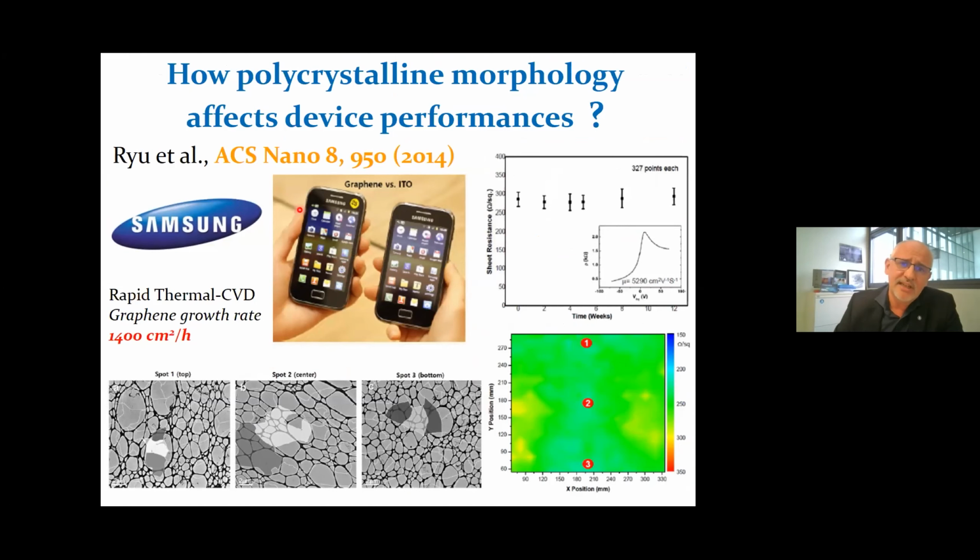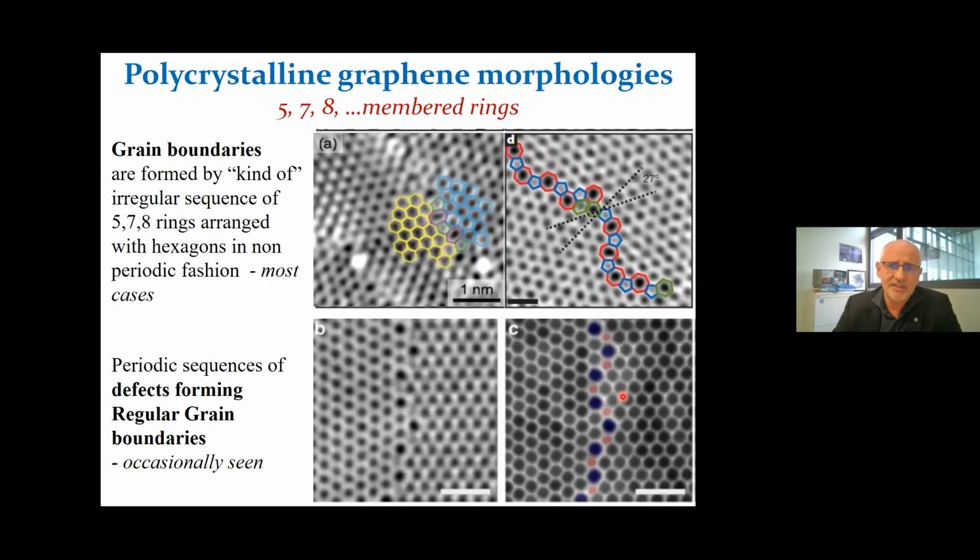In 2014, Samsung and collaborators, SKKU, also developed their own methods and implemented this graphene to replace ITO in mobile phones. In the paper, they tried to find a connection with the morphology of the material. They studied different types of polycrystalline graphene with different average grain sizes, and tried to make a correlation with the sheet resistance. At that time, the correlation was not very convincing, but the question was there. What is really the optimized polycrystalline graphene that we need for a given application?